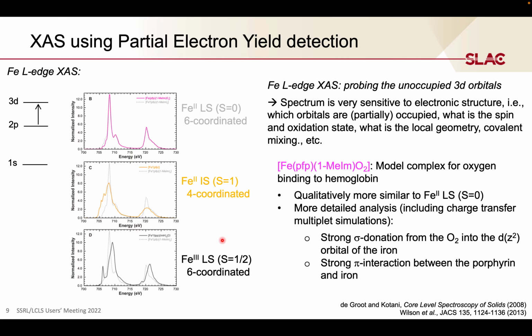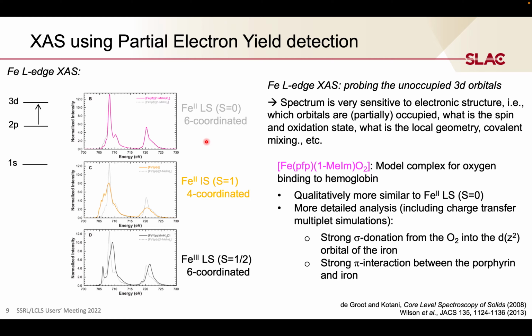And here on the left, I give now 3 examples in gray, yellow, and black. Gray, it's a little difficult to see here. That's an iron 2 low spin complex, S equals 0. Yellow is an iron 2 intermediate spin, S equals 1. And black is an iron 3 low spin, S equals 1/2. And just by looking at them, they look vastly different.